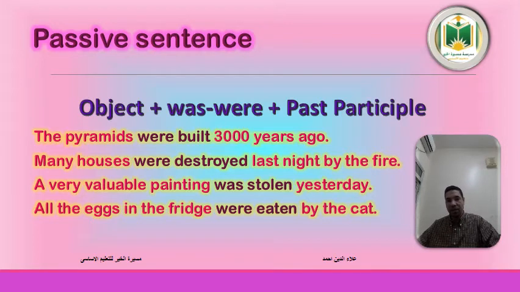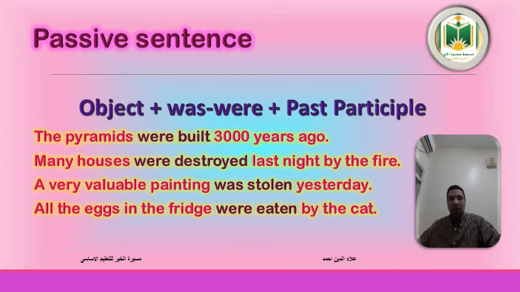For example, the pyramids were built 3,000 years ago. Here in this sentence, the pyramids are the object, not the subject. Another example, many houses were destroyed last night by the fire. Also here in this sentence, many houses are the object, not the subject. A very valuable painting was stolen yesterday. Here, a very valuable painting is the object of the sentence, not the subject.